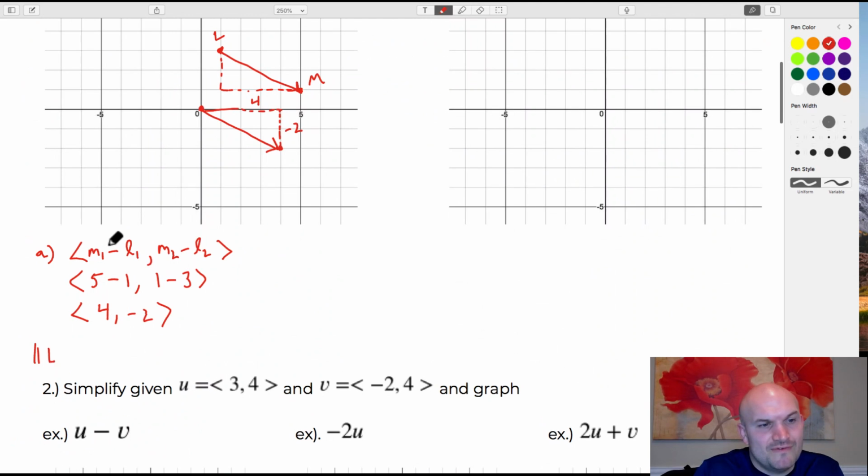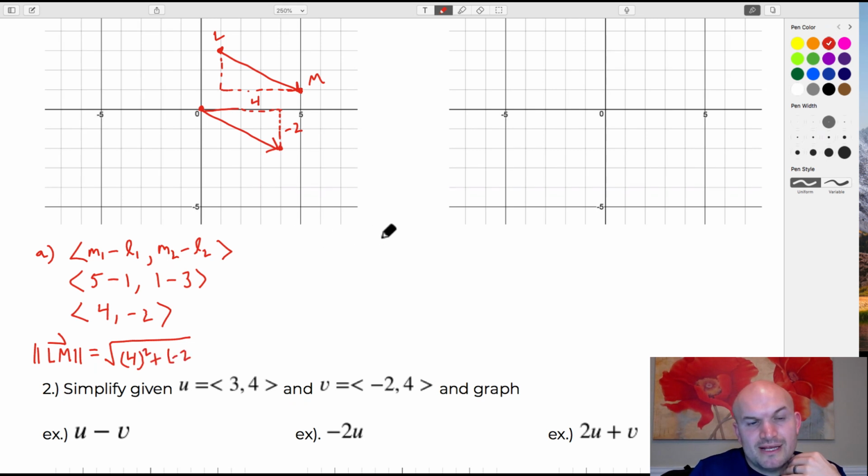And so the magnitude of PQ, I'm sorry, I don't know why I keep on doing it, of LM. Yeah, the magnitude of LM, and the double bar is our notation here for magnitude, which again represents the length, is basically just going to be the square root of 4 squared plus negative 2 squared, right? And basically we're just doing the Pythagorean theorem. So that's going to be 16 plus 4, which is 20. And I'm just going to leave that as the square root of 20.